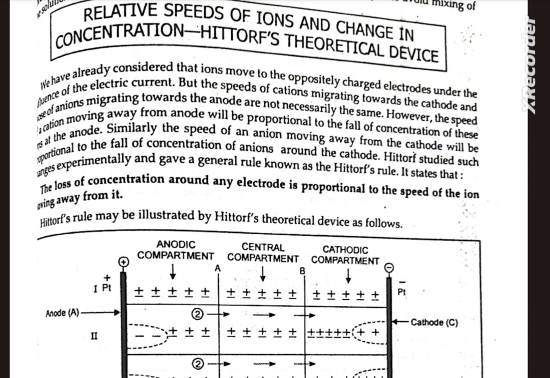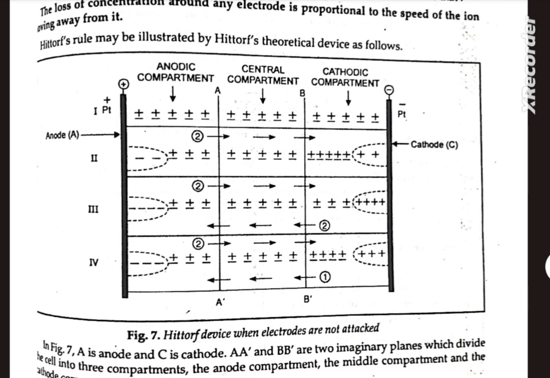Hittorf studied such changes experimentally and gave a general rule known as Hittorf's rule. It states that the loss of concentration around any electrode is proportional to the speed of the ion moving from it. Hittorf's rule may be illustrated by Hittorf's theoretical device as follows.